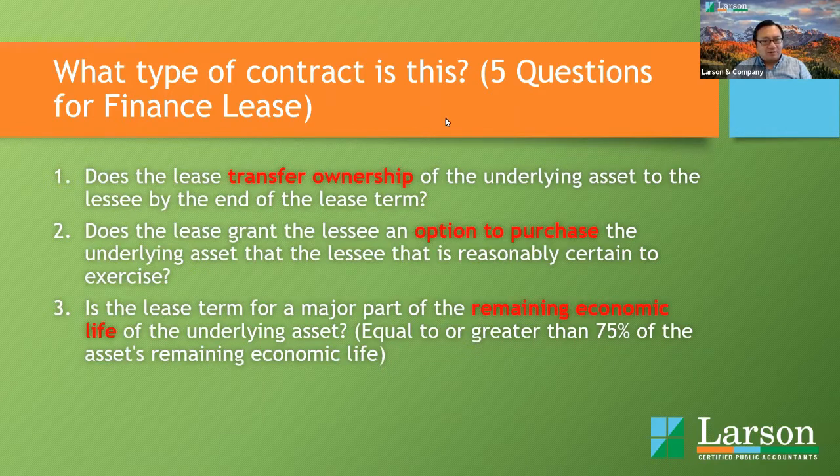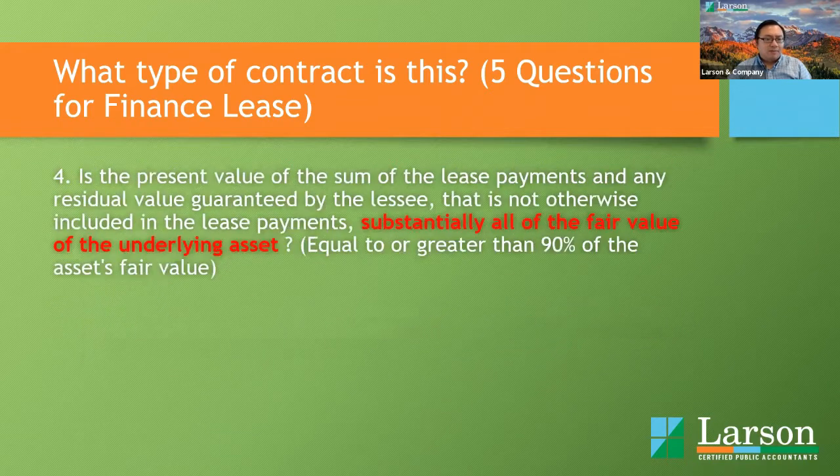Number 1, does the lease transfer ownership at the end of the lease term? Meaning that it's transferred. Second, is there a bargain purchase option? Is there an option to purchase, and is it reasonably certain that the lessee is going to exercise it? Third, is the lease term for a major part of the remaining economic life of the underlying asset? The defined threshold is 75%, what we talked about earlier. And fourth, is the present value of your lease payments substantially all of the fair value of the underlying asset, equal to 90%?